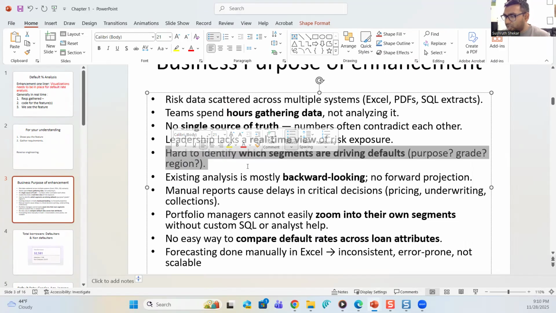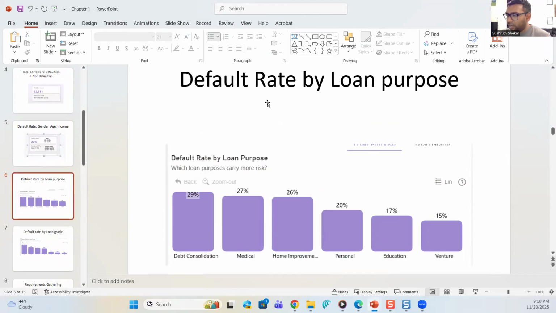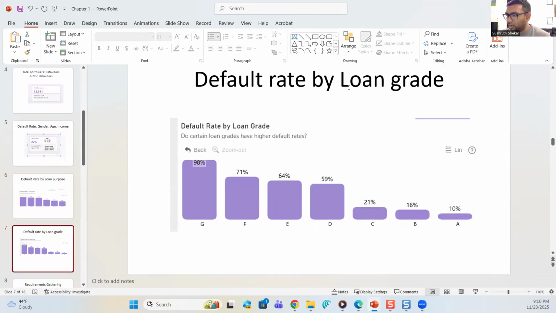It's hard to identify which segments are driving defaults, purpose, grade. So that's this, right? Default rate by loan purpose and loan grade. Right now, they don't have that. They are simply going through spreadsheets and PDFs, so they are not able to get that view and understanding easily. It takes a lot of time to get that understanding.